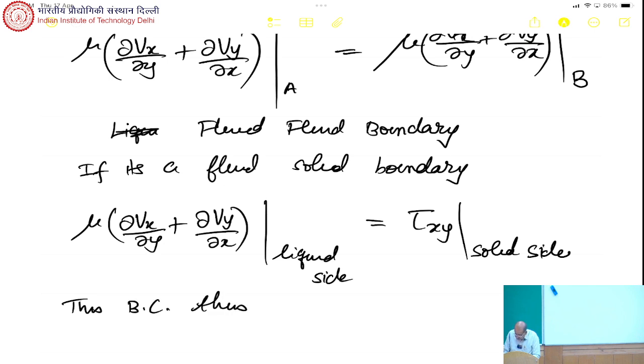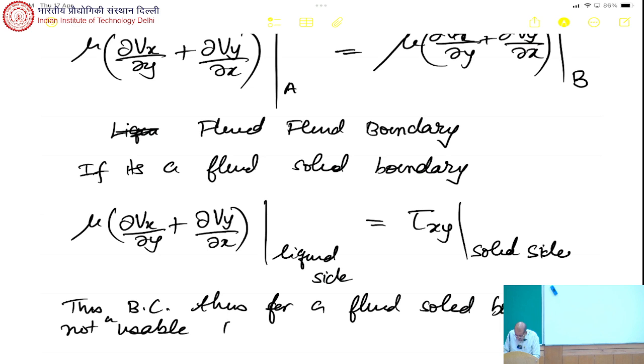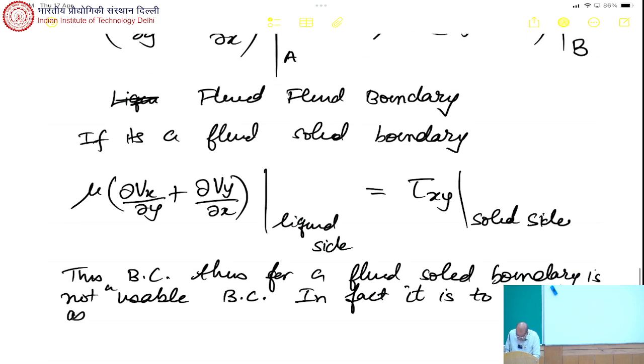for a fluid solid boundary is, when I said that in most problems we first look at the boundary conditions, so you think of boundary conditions as an input to the problem.